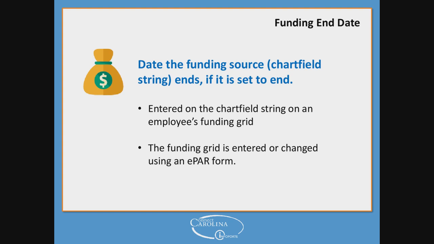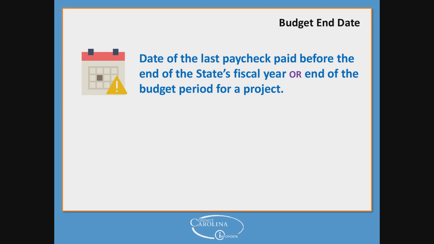Thanks, Heather. That was a good lead in. All right, so budget end date. Let's talk a little bit about the third date, the budget end date. This is the one that we have to chew on a little bit to really understand how it works, because it's different depending on whether you're talking about state, F&A, and trust versus project. So let's split those apart and talk about them separately. Let's focus on state, F&A, and trust first.